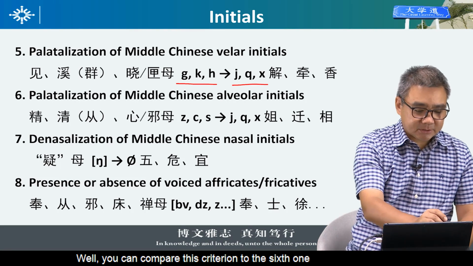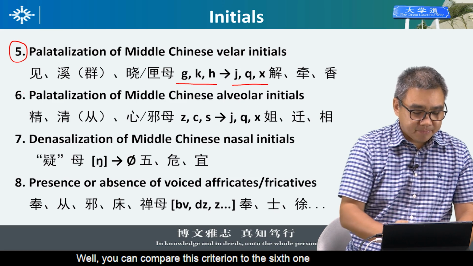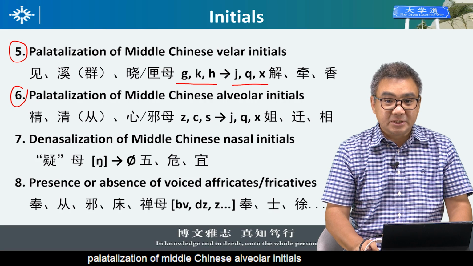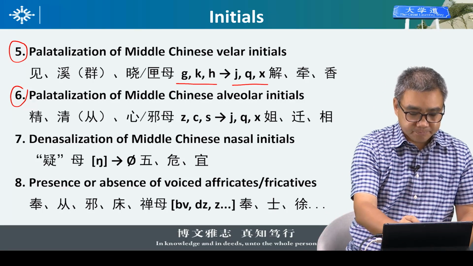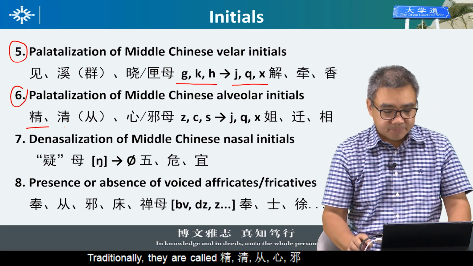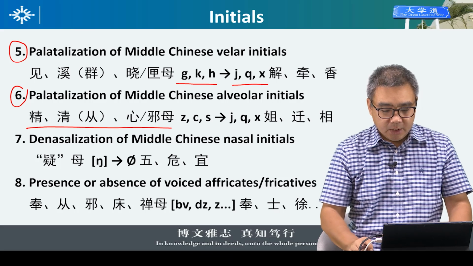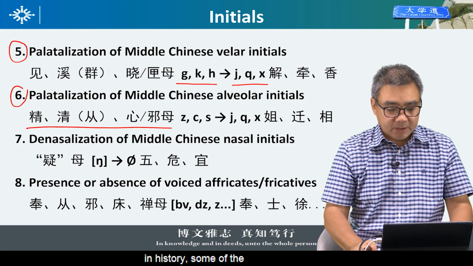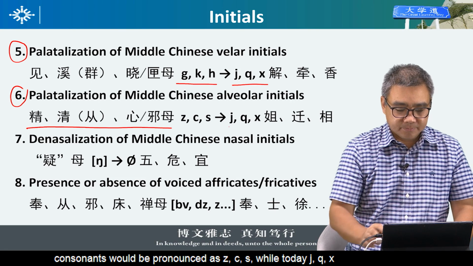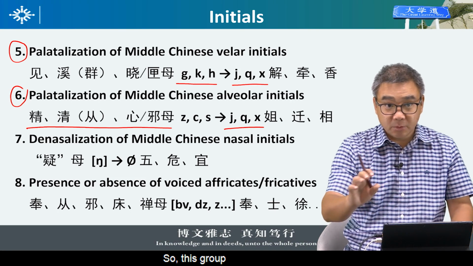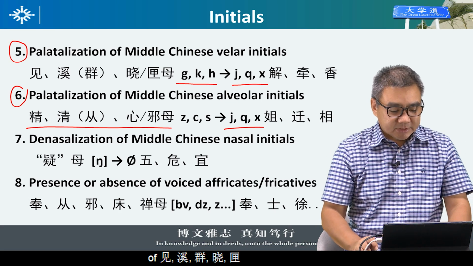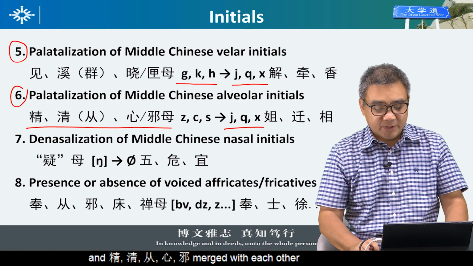You can compare this criterion to the sixth one, as it is similar. It is about the palatalization of Middle Chinese alveolar initials. The group of 资雌思, traditionally they are called 精清从心邪. So in the 资雌思 group, in history, some of the consonants would be pronounced as 资雌思, while today 机器西. They merged with this group. So the group of 见溪群晓匣 and 精清从心邪 merged with each other.